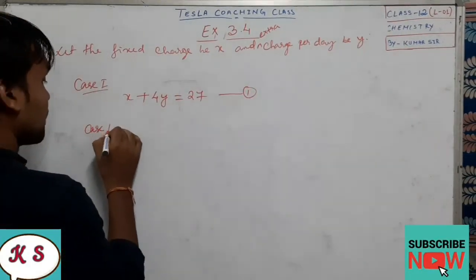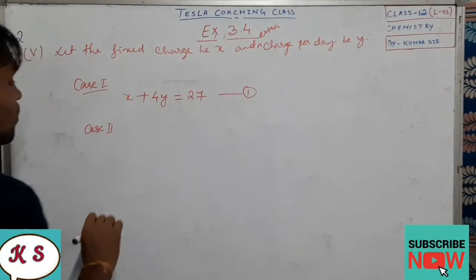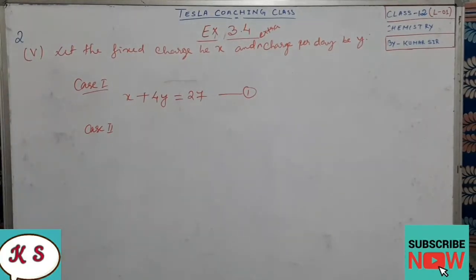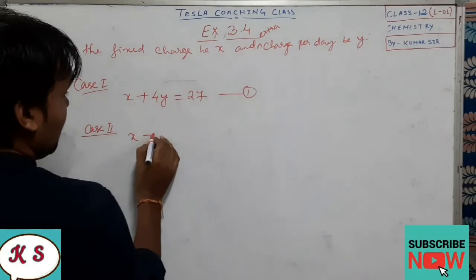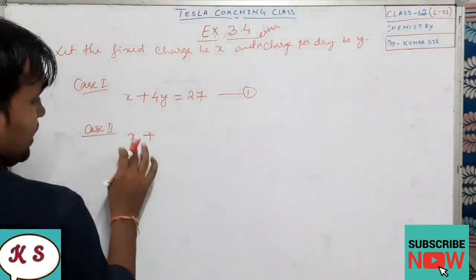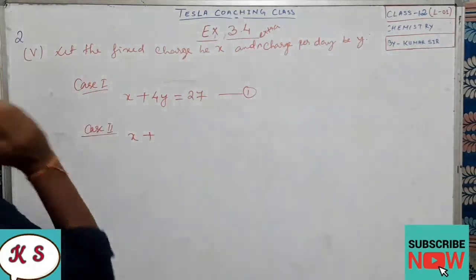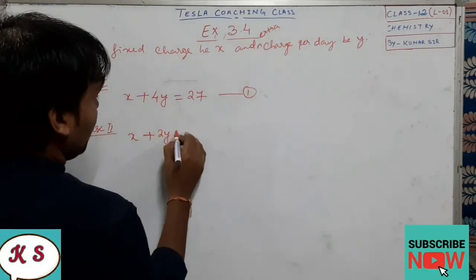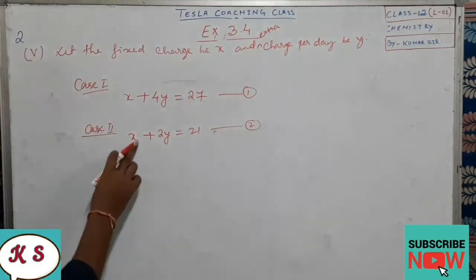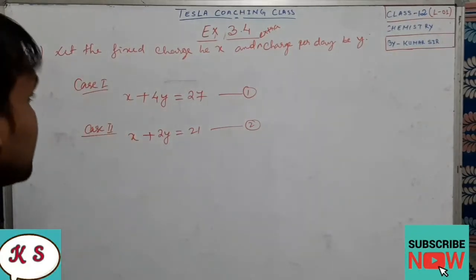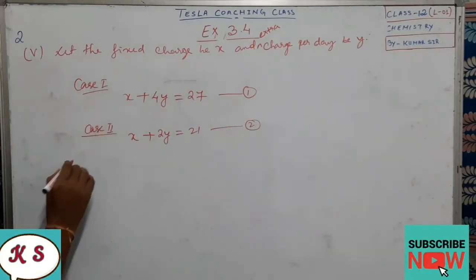Case 2. In case 2, it is said Susie paid 21 rupees for keeping the book for 5 days. She kept the book for 5 days. So for 3 days it is compulsory X rupees. Remaining out of 5, 3 days is X rupees, and remaining how many days are there? Extra 2. So X plus 2Y equal to 21 rupees. Equation number 2. So here also you see X in both is the same, and the sign is also the same. So we have to subtract.